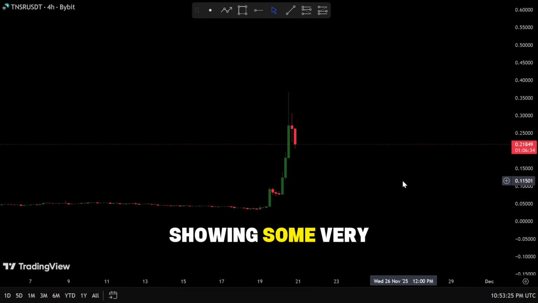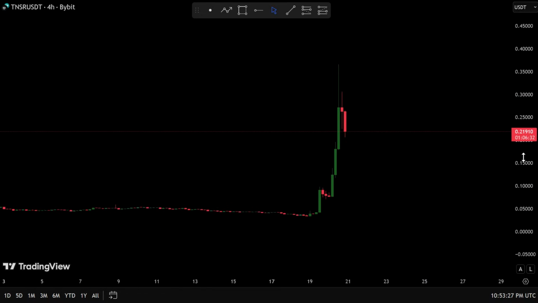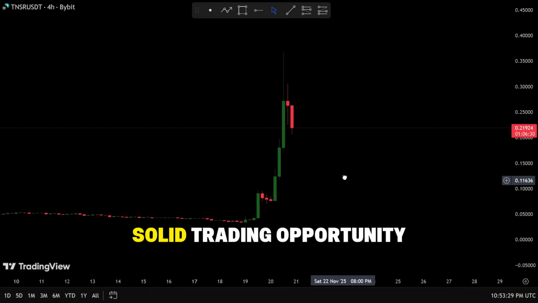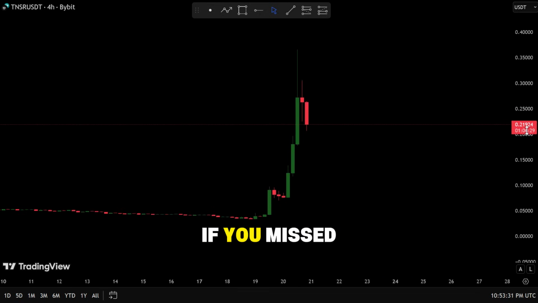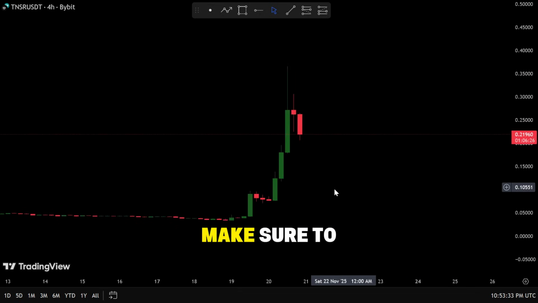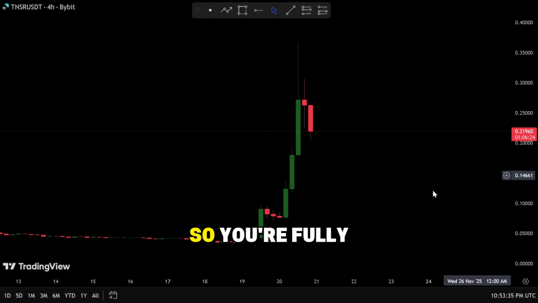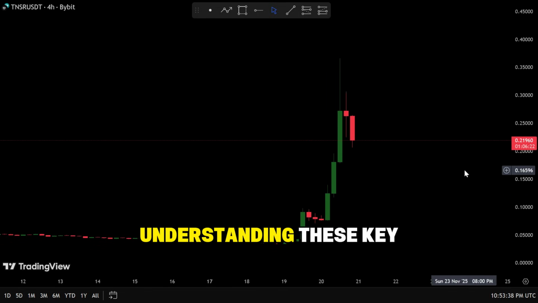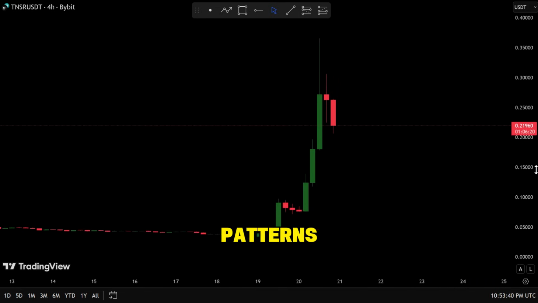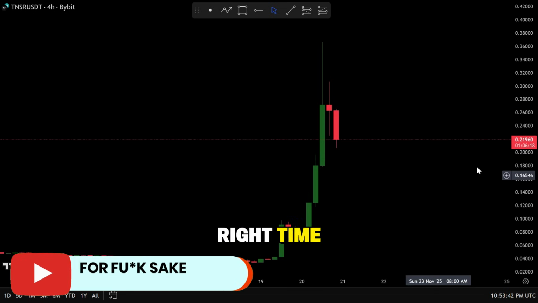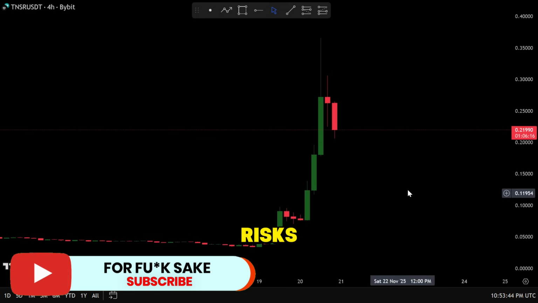Tensor Coin is showing some very interesting price action that could set up a solid trading opportunity. If you missed our previous analysis, make sure to check the link in the description so you're fully up to date. Understanding these key levels and chart patterns is essential to entering at the right time and avoiding unnecessary risks.